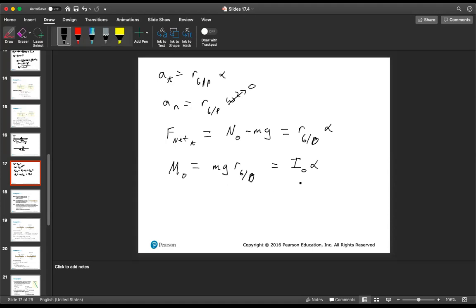So these are our two dynamical equations of motion. What we need to do is find the moment of inertia, substitute in there, find alpha, and once we know alpha, we can get the normal force. Okay, that's our roadmap. Let's do it.